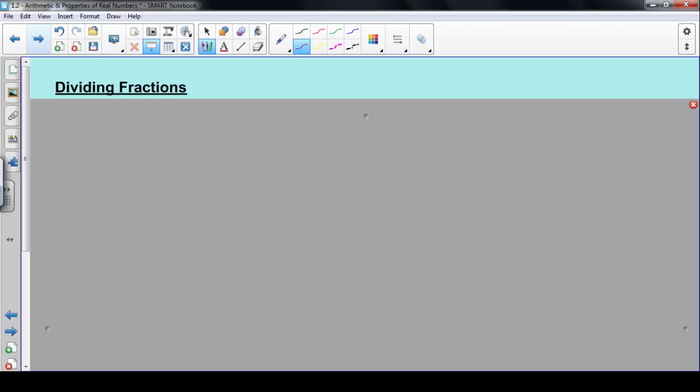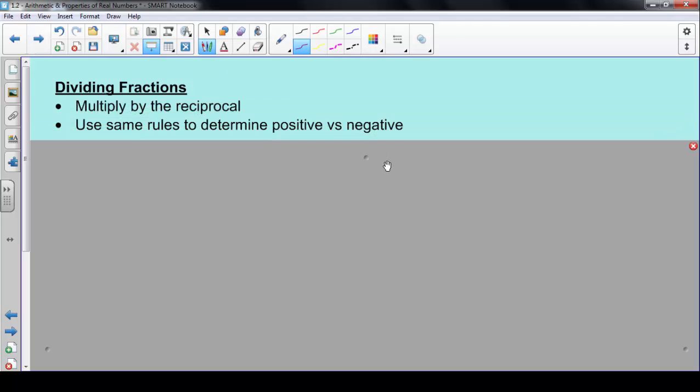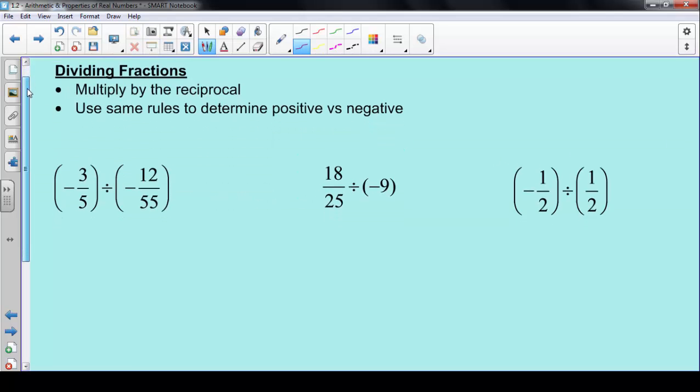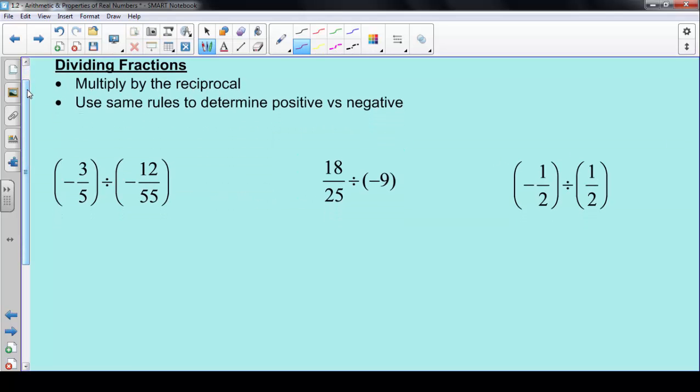When we divide fractions, key thing, we change it to multiplying by the reciprocal, but then we use those same rules of positive and negative. So if they're both the same sign, both positive or both negative, our answer is positive. If one's positive and one's negative, our answer is negative. So when we talk about multiplying by the reciprocal, what that means is we change it to multiplication and the second fraction just is going to flip.